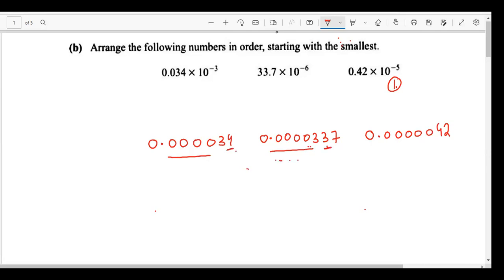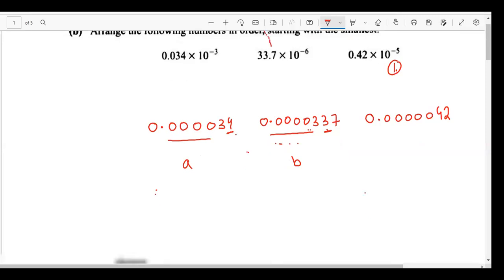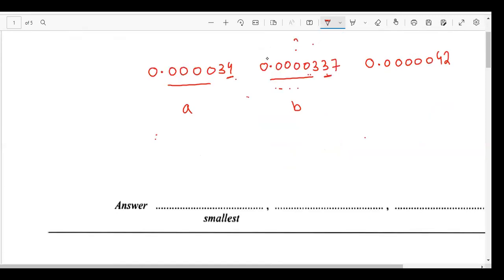So what do you think? Which number is the second smallest number? Is it A or B? Yes. Very good, Umayza. It's B. Okay. So this one would be 2 and this one would be 3.